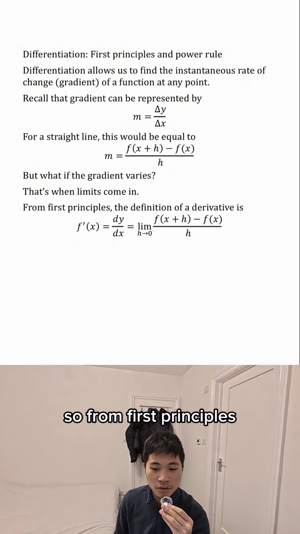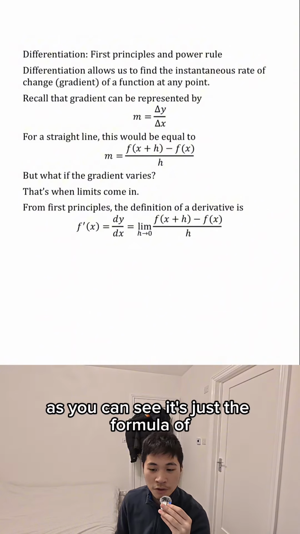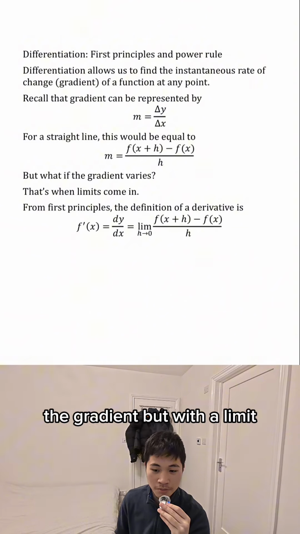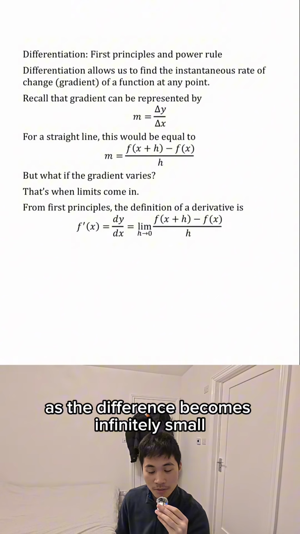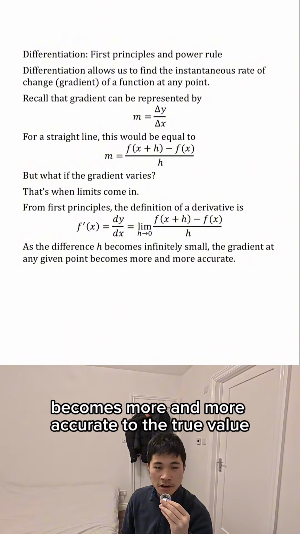So from first principles, the definition of a derivative is equal to this expression here. As you can see, it's just the formula of the gradient, but with a limit as the difference becomes infinitely small. And as this difference becomes infinitely small, then the gradient at any given point becomes more and more accurate to the true value.